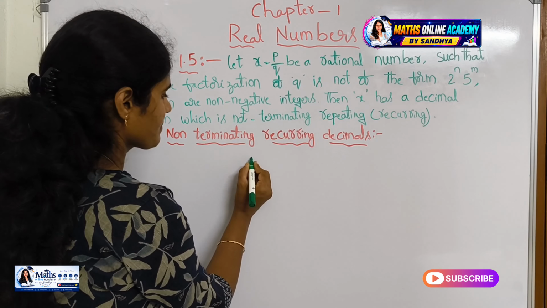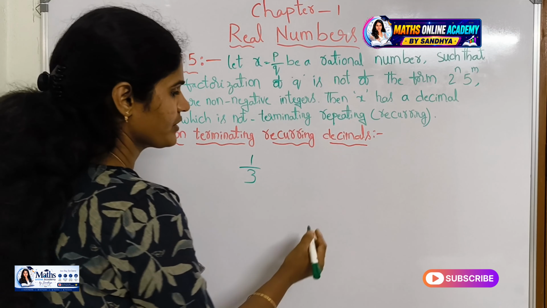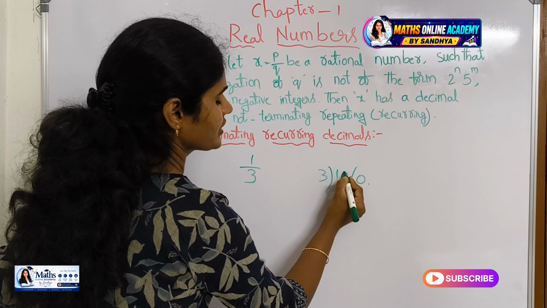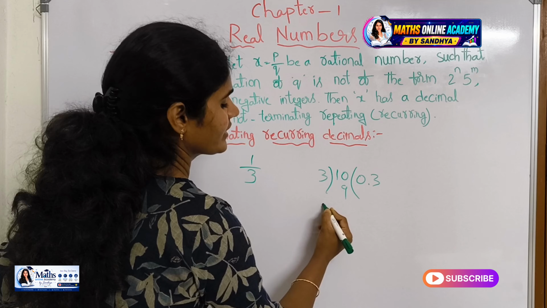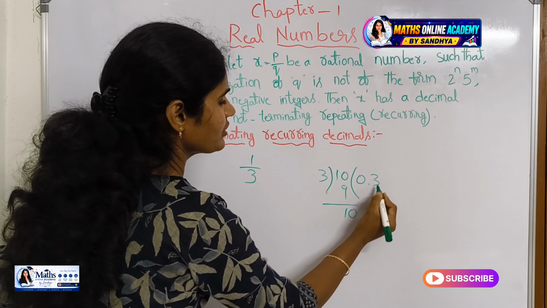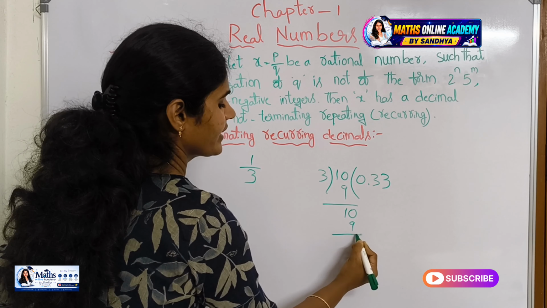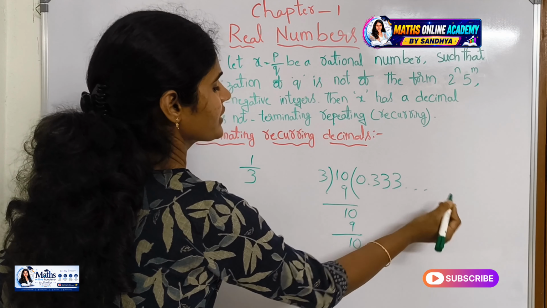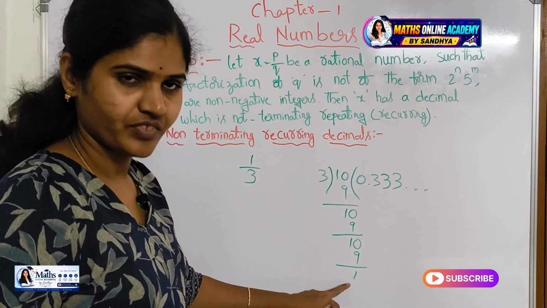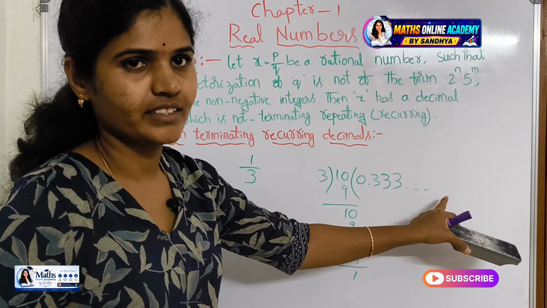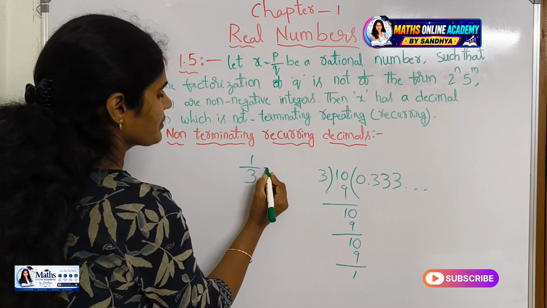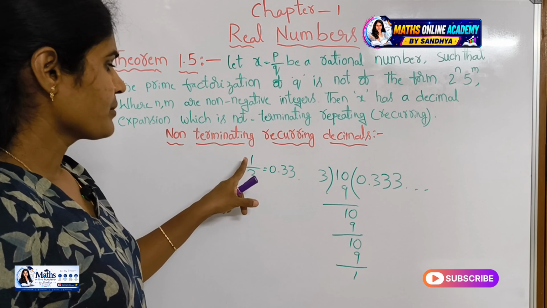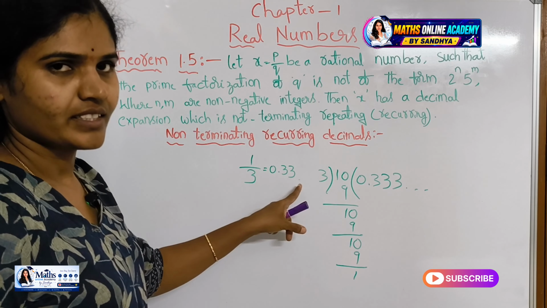For example, we take 1 by 3. If you divide 1 by 3, we get 0. 3 3s are 9, again remainder 1. Again 0, 3 3s are 9, again 1. Again 9 and 1. So it's continuing, the remainder becomes 1 and it will go 0.33333. So the decimal number of 1 by 3 equals 0.3333.